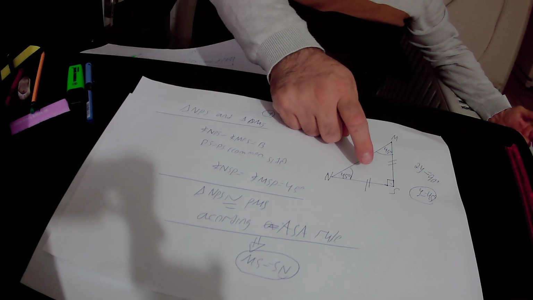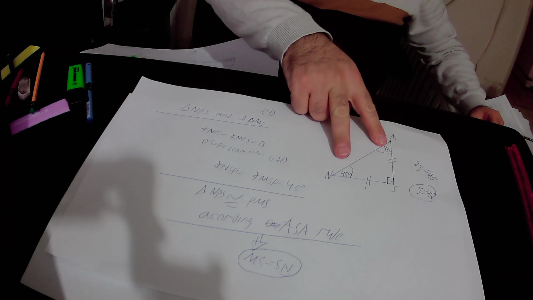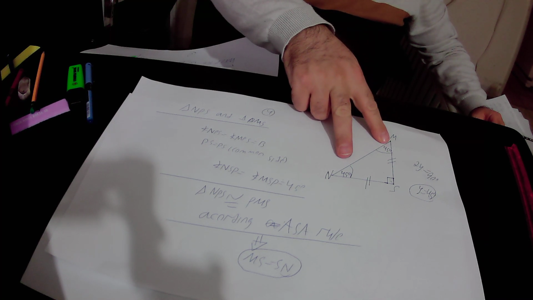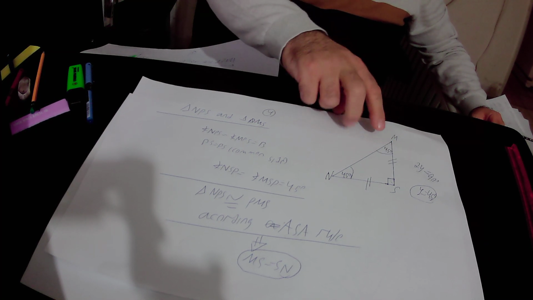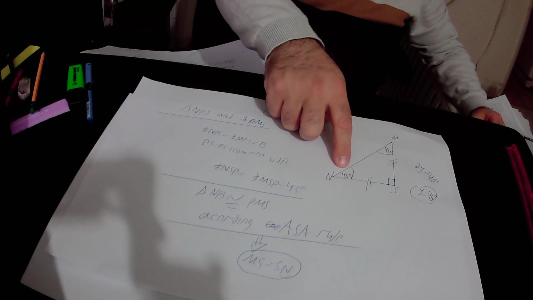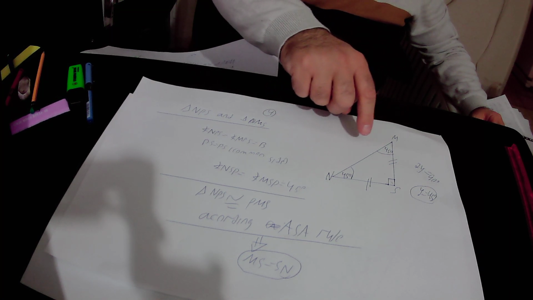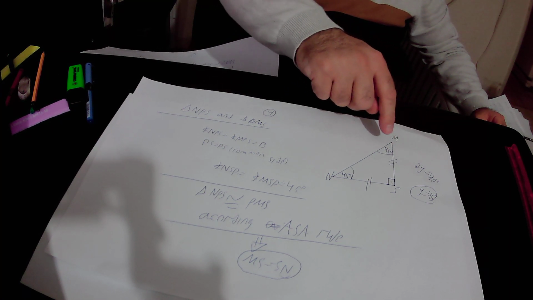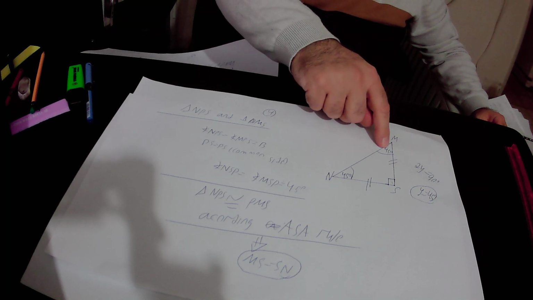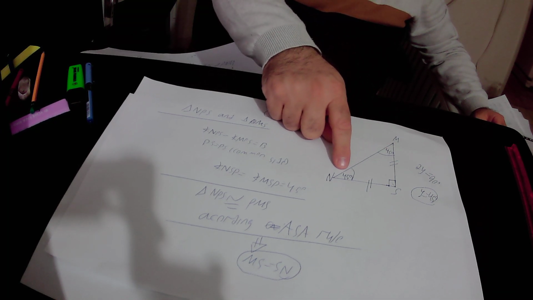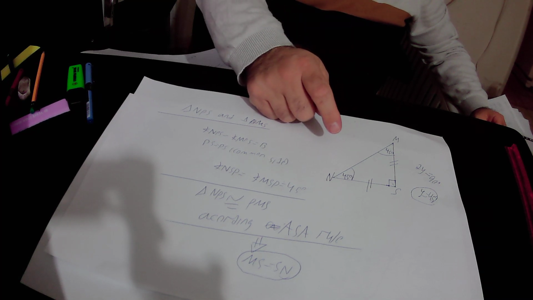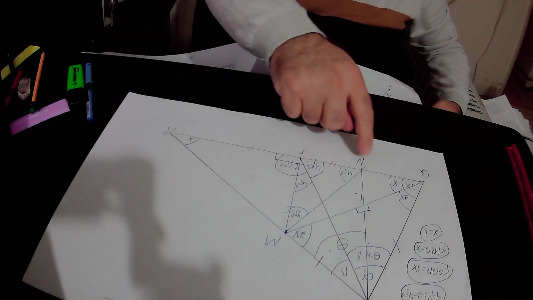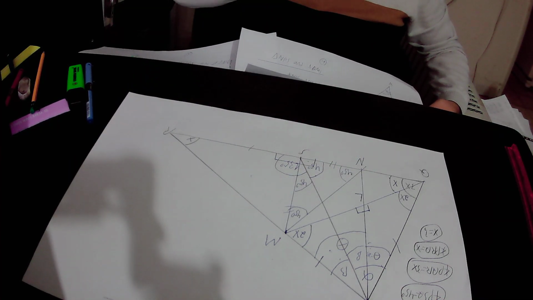Because of the fact that MS equals SN, those two angles must be equal to each other, and this angle is 90 degrees. So the sum of those two angles must be equal to 90 degrees, and they are equal to each other. So if this angle is y, this angle must also equal y. That is to say, y plus y must equal 90 degrees. We divided this equation by 2, and we got that angle y equals 45 degrees. So this angle is 45 degrees, and this angle is 45 degrees. Okay, so angle MNS is equal to 45 degrees.